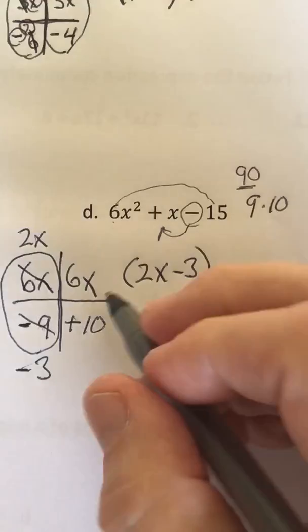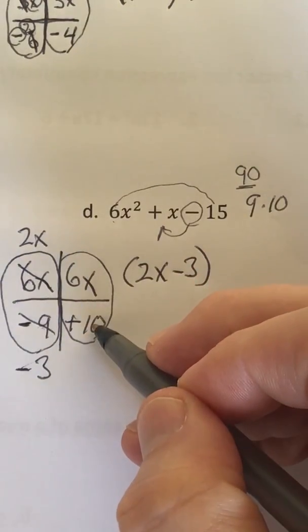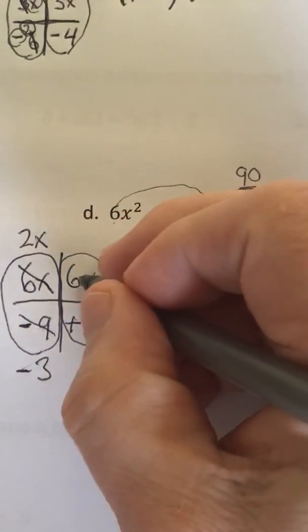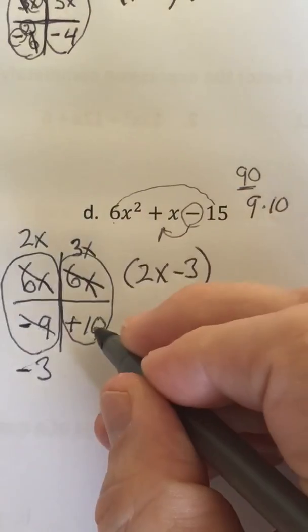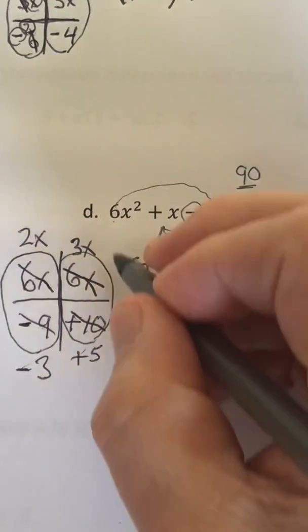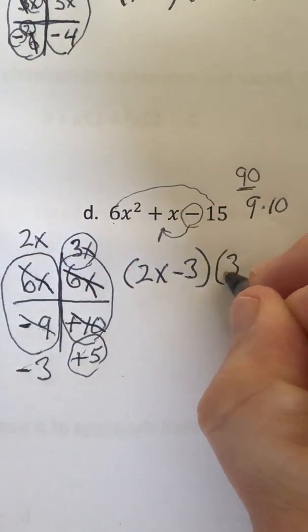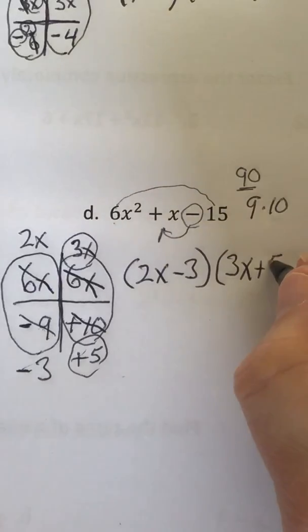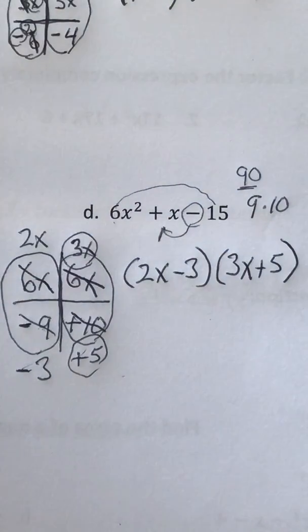All right, and then we do the same thing with these two. 6x and 10, we can divide those both by 2. I divide this 6x by 2, it leaves me with 3x. I divide this positive 10 by 2, and it leaves me with a positive 5. So I'm left with 3x plus 5. So that'll go in my other set of parentheses. And that's how you factor them out when you have a leading coefficient. All right, so it's a leading coefficient, it's a little bit harder.